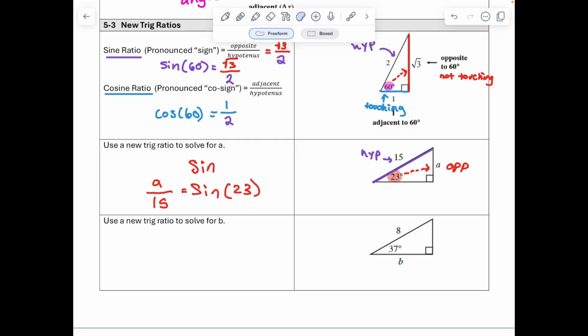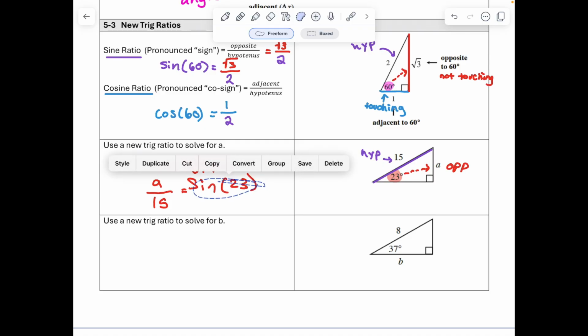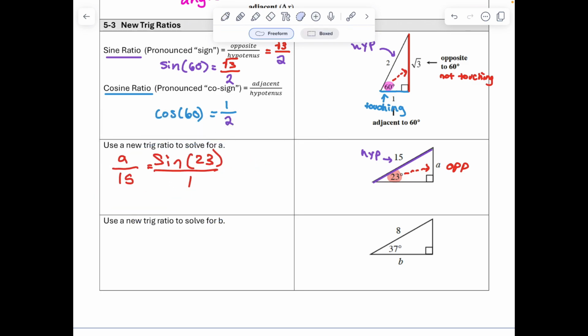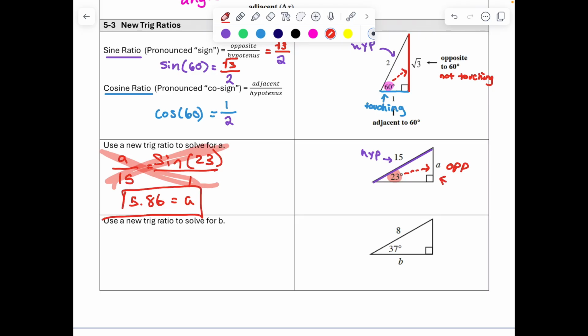Then we can get to actually solving these, right? I can put sine of 23 over 1. And then I could cross multiply to solve for a. So I'm going to cross multiply the sine of 23 times 15 gets me 5.86, and that's equal to a. So this opposite side right here is 5.86.